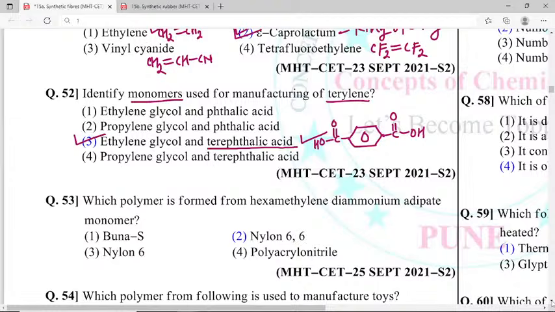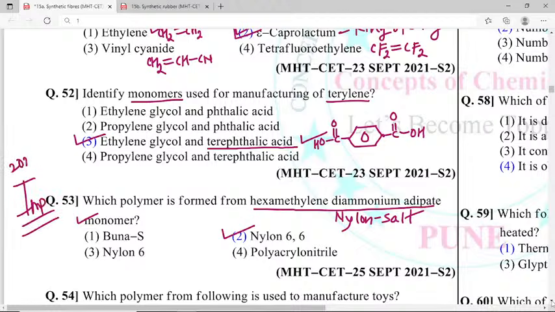Which polymer is formed from hexamethylene diammonium adipate? This is called nylon salt, and nylon salt is used for nylon 6,6. So this is your answer. This is a very important question. Question number 53. Please mark it as IMP for the 2026 exam. Clear? Everyone get it? Which polymer is formed from hexamethylene diammonium adipate? Nylon salt. This is for nylon 6,6.